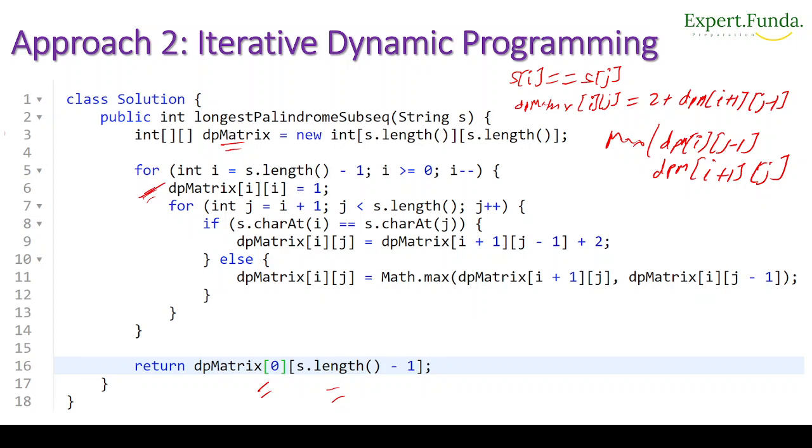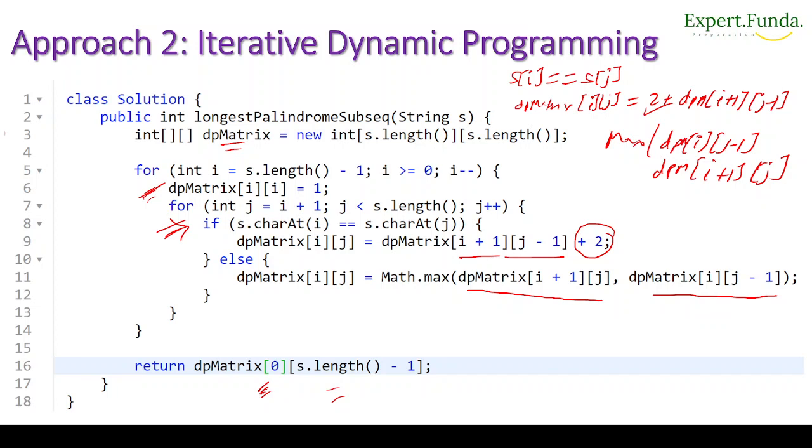So first of all we check if both characters are the same. Then we take dp matrix i plus 1 and j minus 1, and do 2 plus. Otherwise, we take max of dp matrix i plus 1 j and dp matrix i and j minus 1. This is a very simple and easy way. And this is how dp of i and j contains the longest palindromic subsequence formed using i and j.